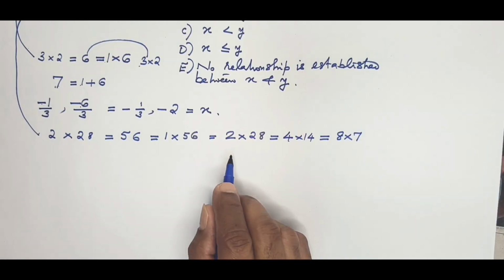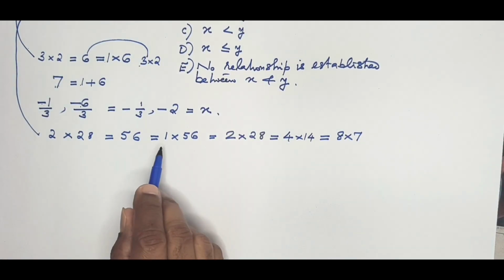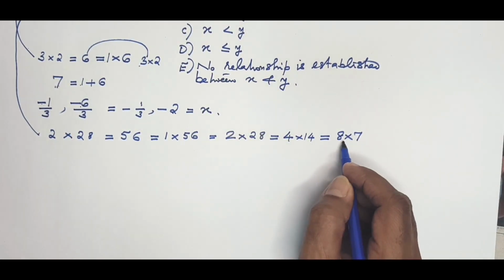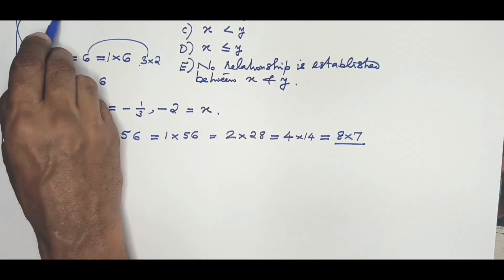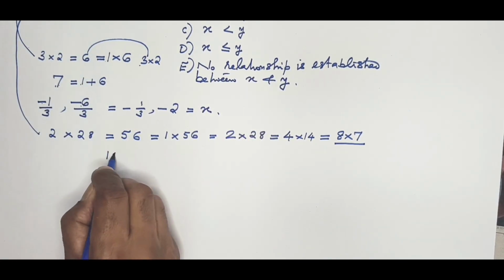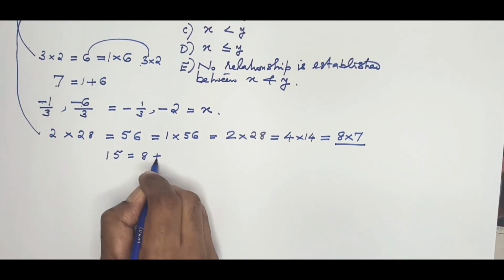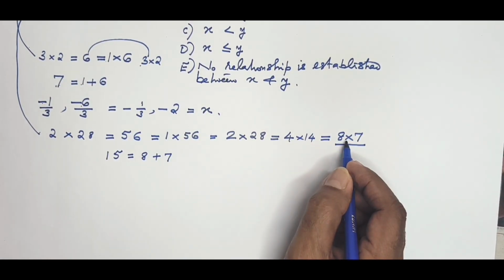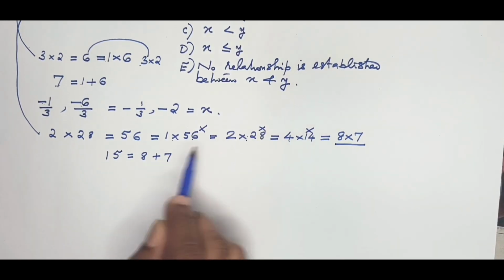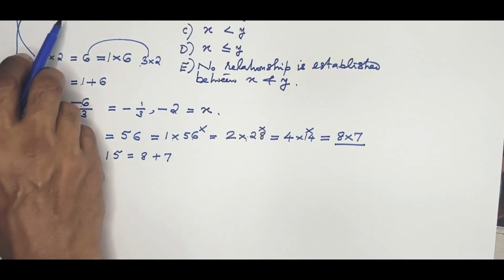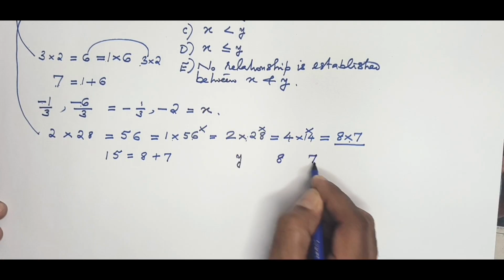These are the different ways you can factorize 56 into product of two numbers, out of which we will choose this one, 8 and 7, because the coefficient of the middle term is 15. 15 you can write as 8 plus 7. And that is the reason we choose this one. If you choose any of these other three factorizations, their sum will not be equal to the coefficient of the middle term. So the numbers are 8 and 7.